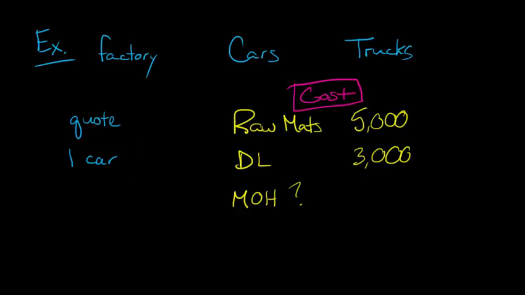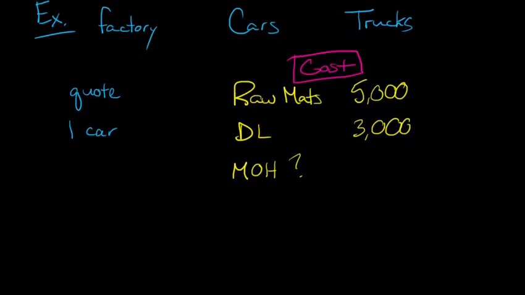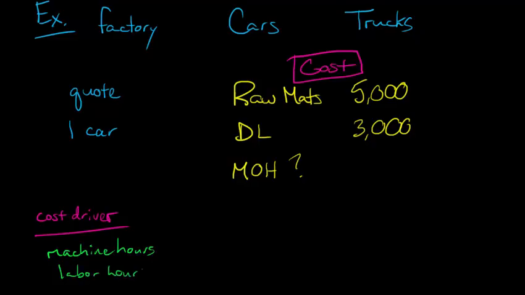So the overhead, in terms of getting this predetermined rate, first thing we need to have is something called a cost driver. It's a very important concept. A cost driver could be a lot of things. Some common things that you'll see are machine hours, the number of hours that a machine is running, labor hours, but it could be a number of things. In a hospital, it could be the number of beds occupied. In our case, let's use labor hours.